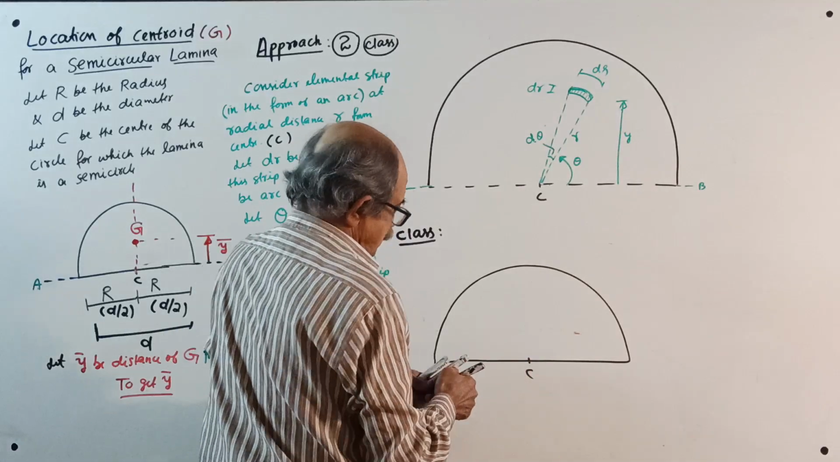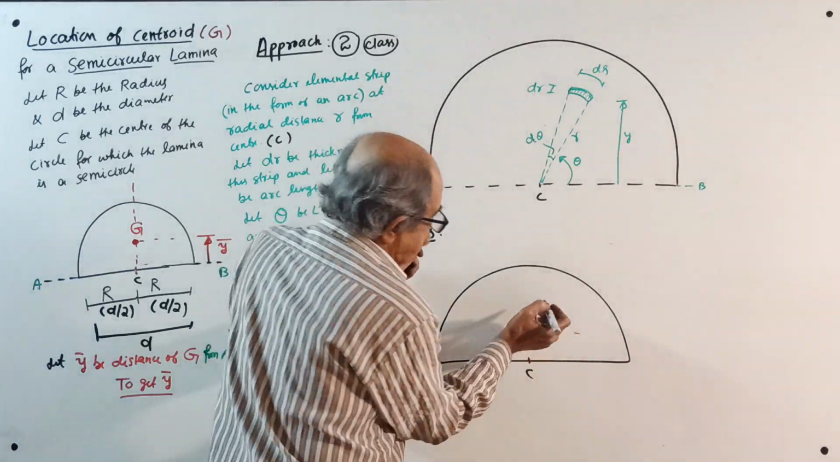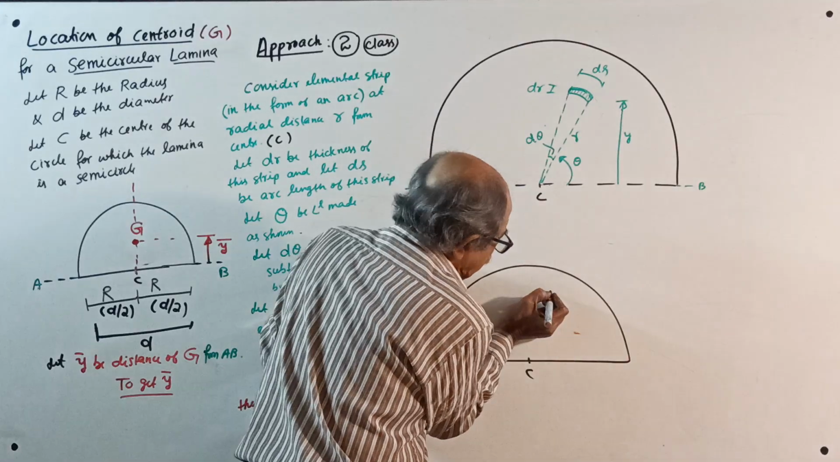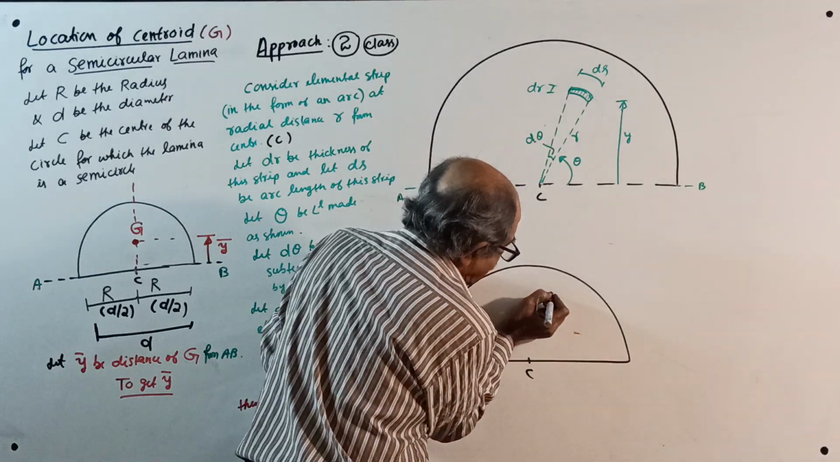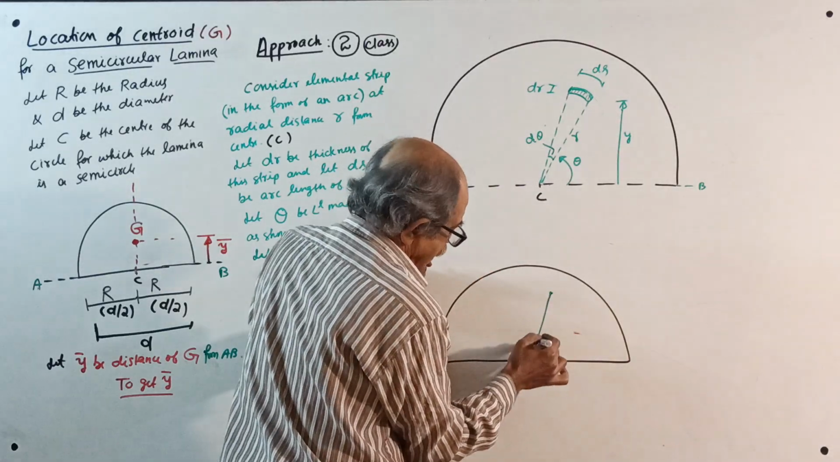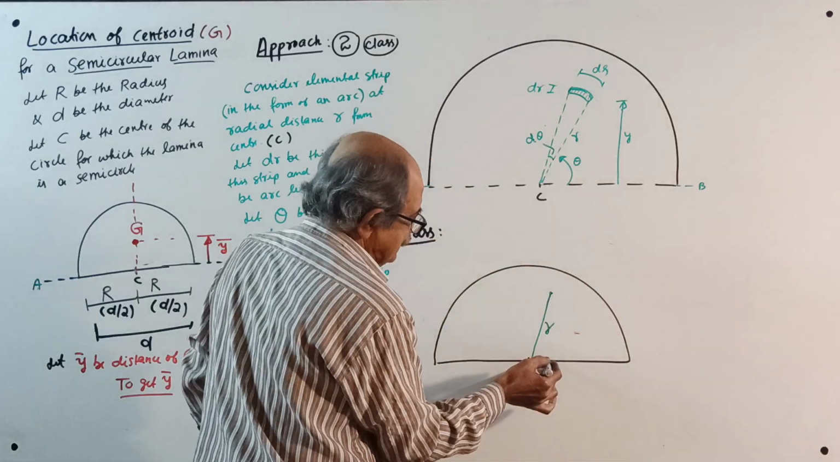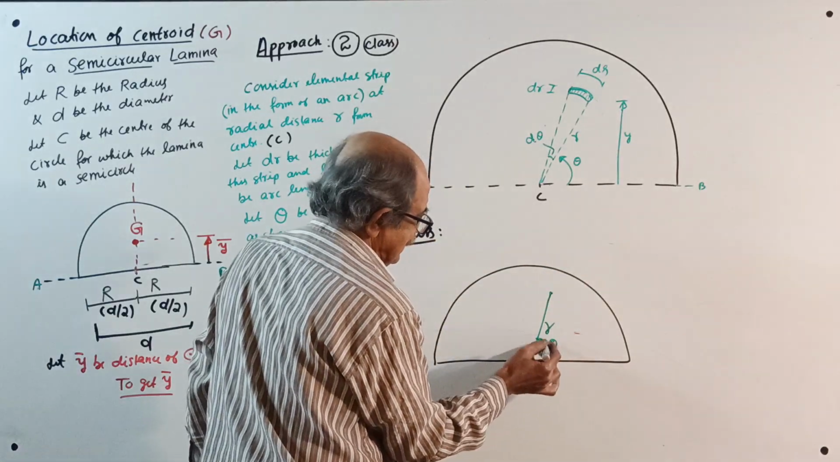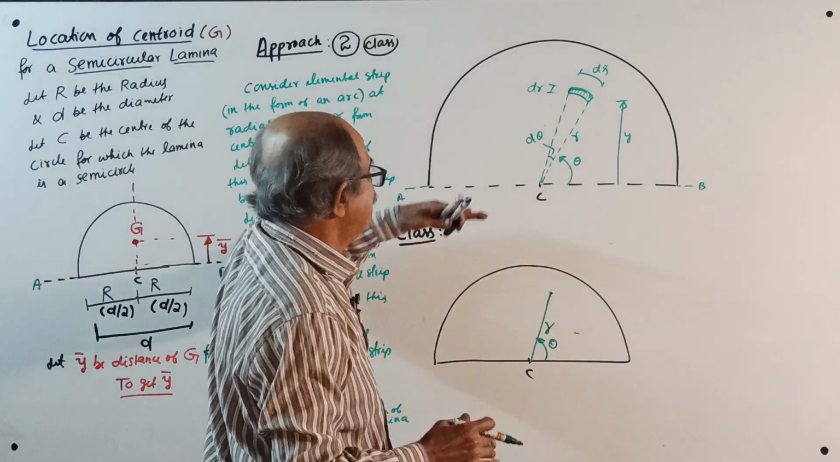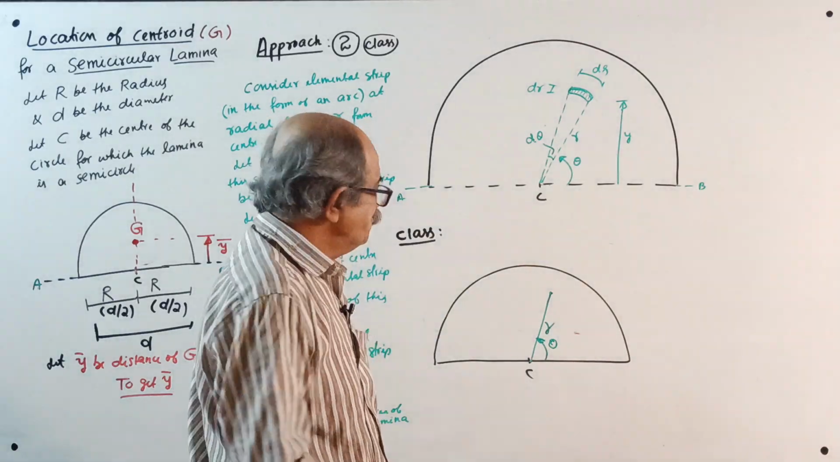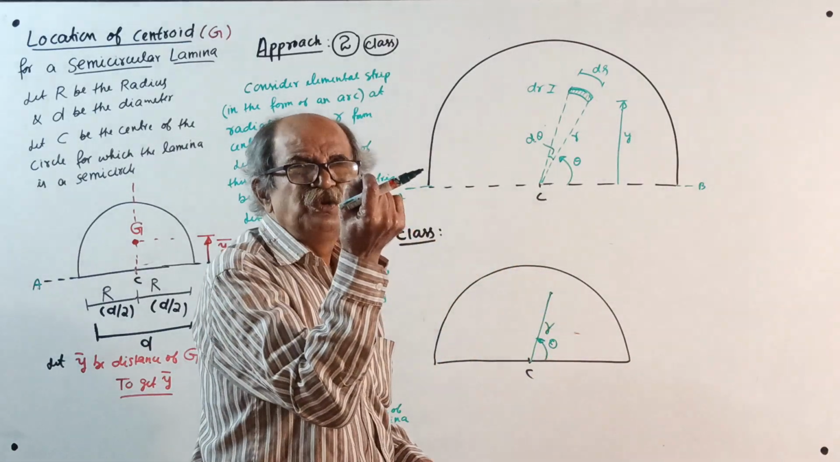Center C. Now the elemental strip is very, very small. This angle is theta. You cannot see it; it is so small.